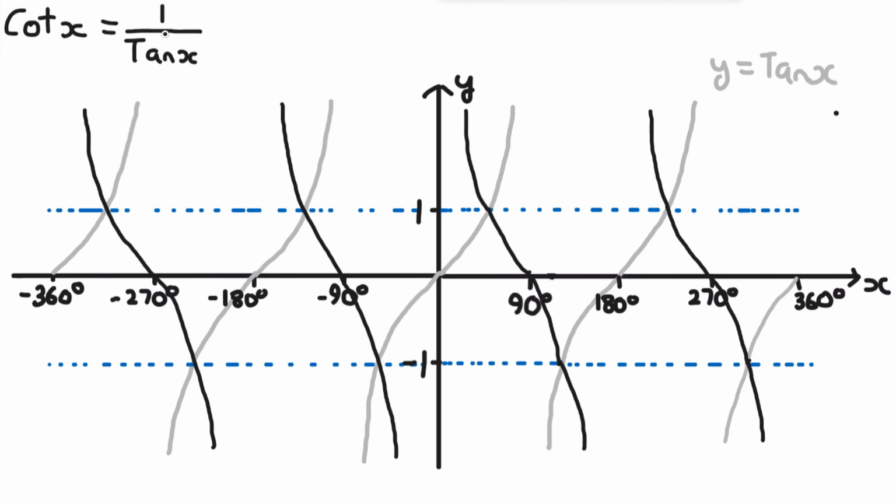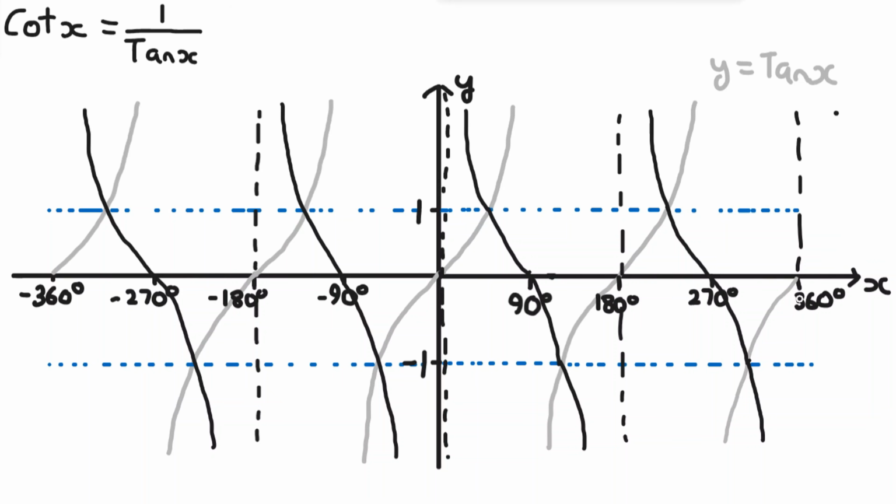And the asymptotes are going to be when tan of x is equal to 0, because again you can't do that. So there's going to be an asymptote here at minus 180, there's going to be an asymptote here at the y-axis, there's going to be an asymptote of 180. There's also going to be an asymptote of 360 here, and at minus 360. So this is the graph of y is equal to cot x.